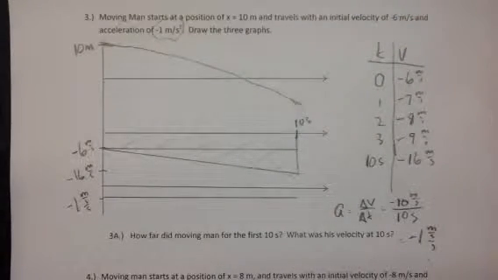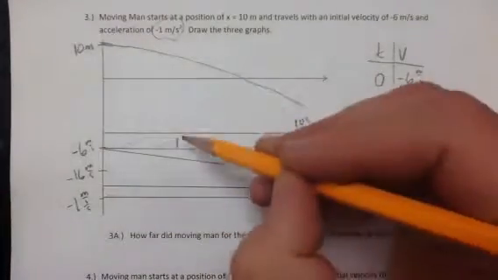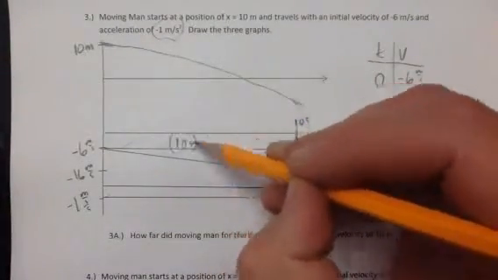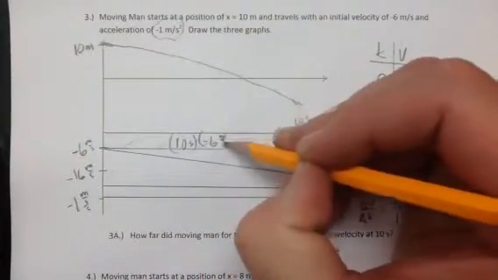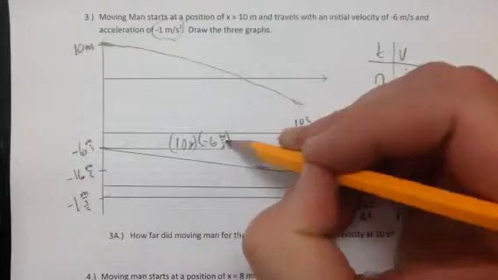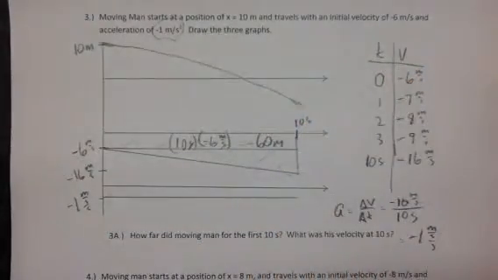We can see that the area of the rectangle is the length times width. So we have 10 seconds times -6 meters per second. Seconds cancel, and we get -60 meters.